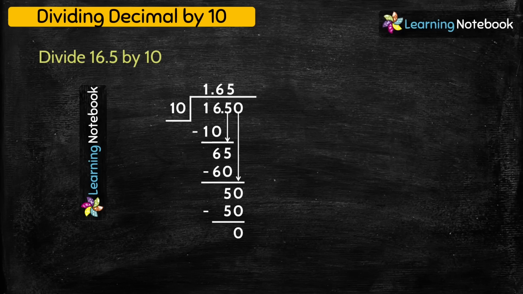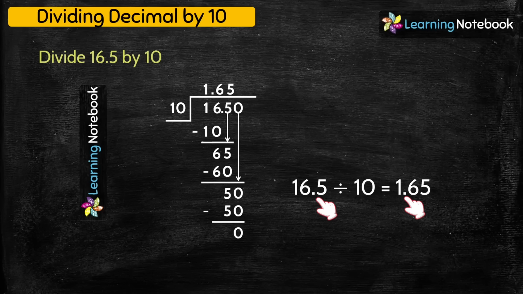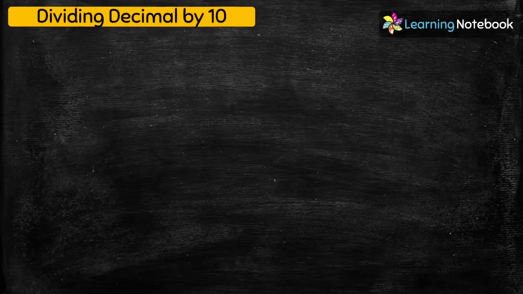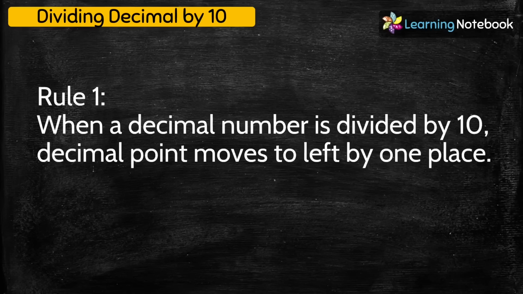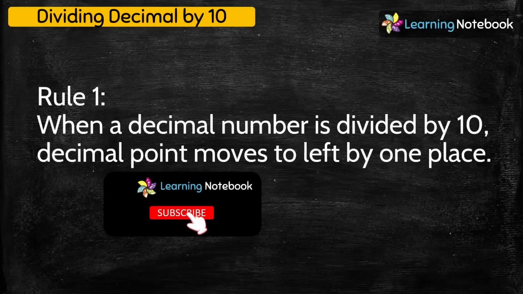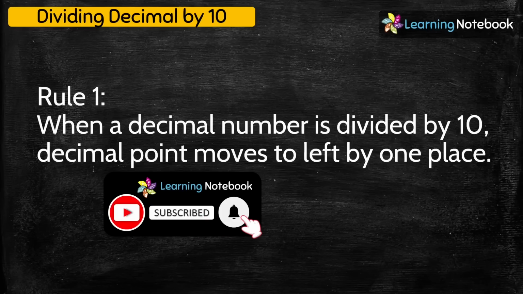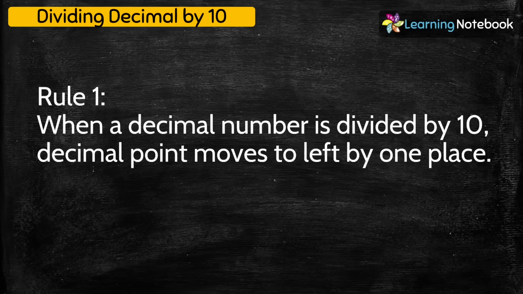So our division is complete now and we have got the answer as 1.65. So students, here we observe when a decimal number is divided by 10, the decimal point moves to the left by 1 place. So this is our rule number 1. When a decimal number is divided by 10, the decimal point moves to the left by 1 place.